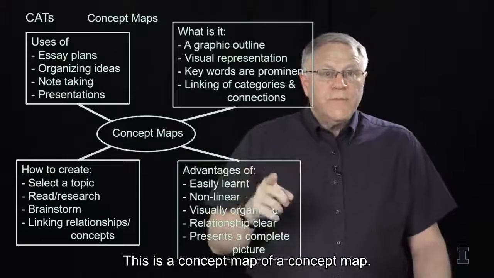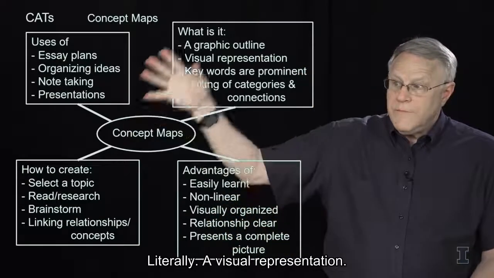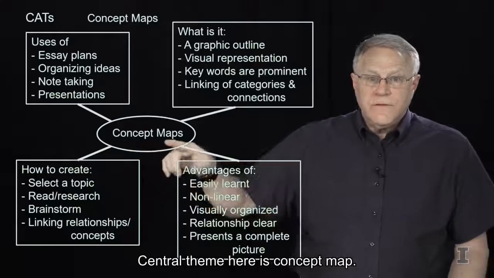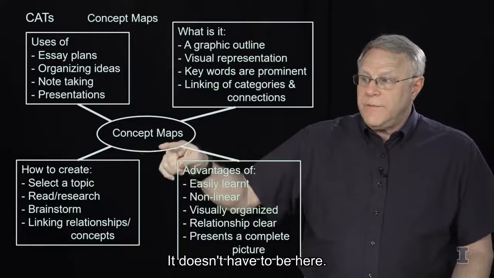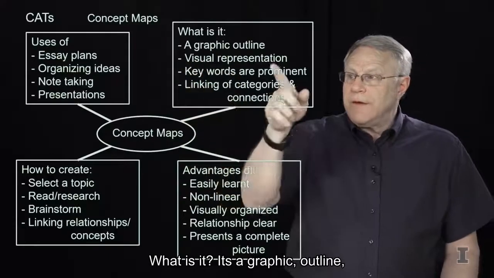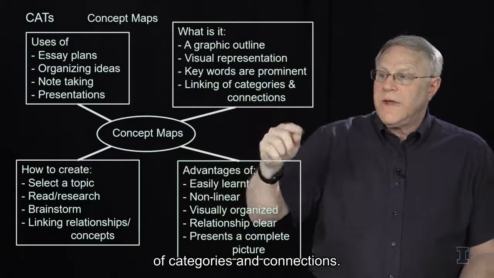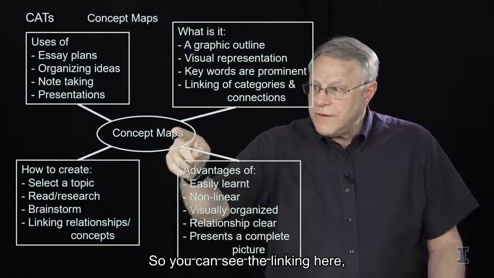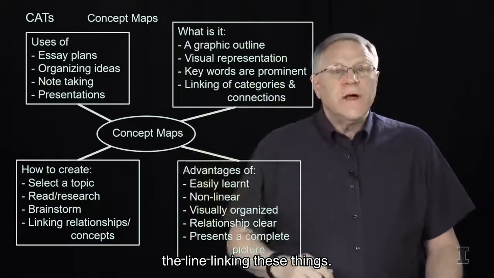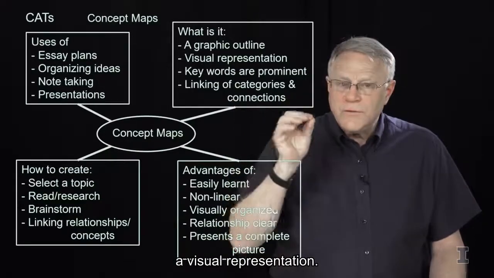This is a concept map of a concept map. Literally, a visual representation. Central theme here is concept map. It doesn't have to be here. You could put that anywhere. What is it? It's a graphic outline, it's a visual representation, keywords are prominent, linking of categories and connections. So you can see the linking here, the line linking these things. So that's what it is. It's a graphical outline of visual representation.